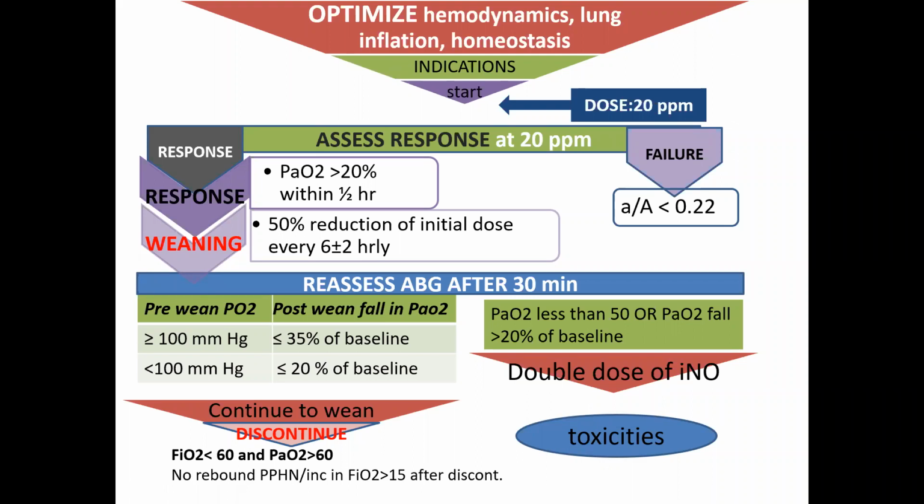So once you reach 5 ppm, then you start weaning even more slowly in steps of 1 ppm until you reach 1, and then discontinue nitric oxide completely. At every step, it is very, very important to look for any rebound increase of the oxygenation index or rebound increase in the FiO2 requirement, or a fall in PaO2 by more than 20% from the baseline. All these indicate failure of weaning of nitric oxide.